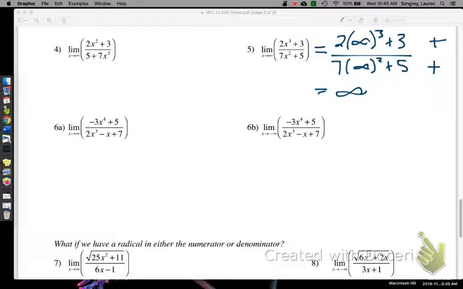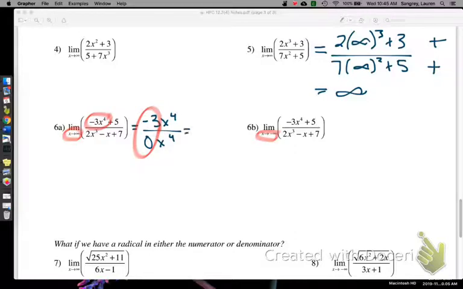If you notice, 6a and 6b are the same function, but for 6a, we're looking as x approaches positive infinity, and then we're going to look at x approaching negative infinity. So let's look for our coefficients. The highest degree I see is in the numerator, an x to the fourth. So I have negative 3x to the fourth in the numerator, and then I have 0x to the fourth in the denominator.